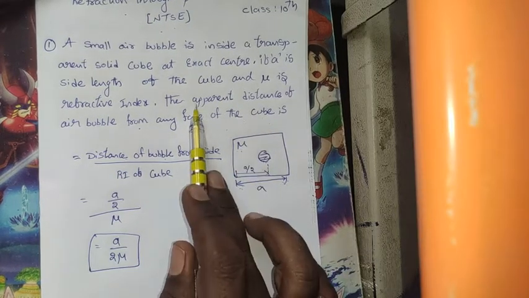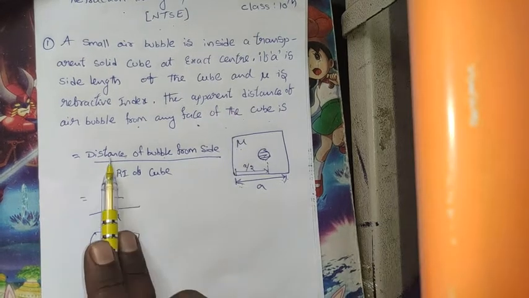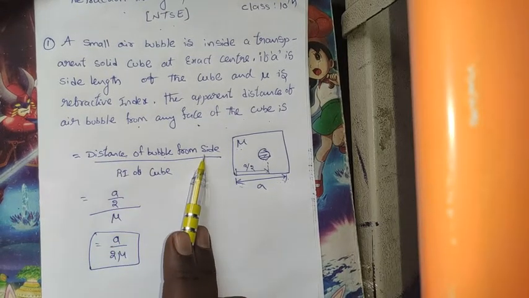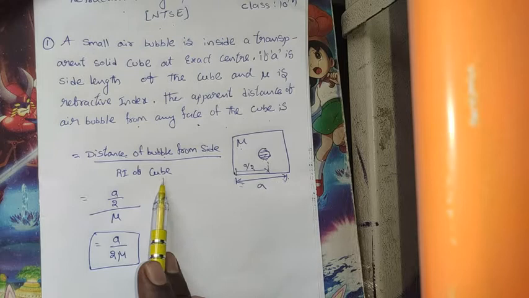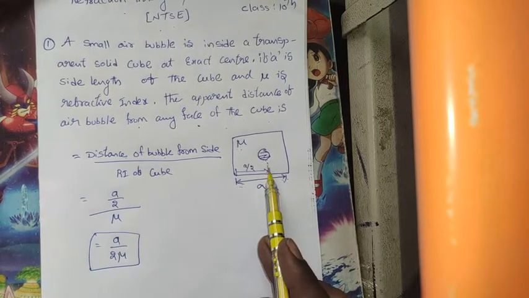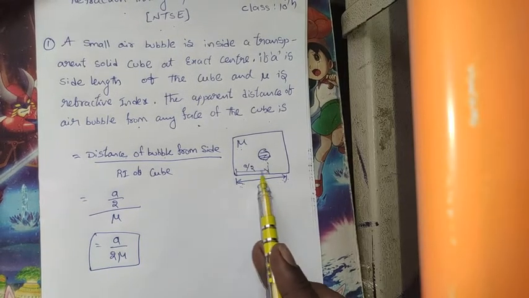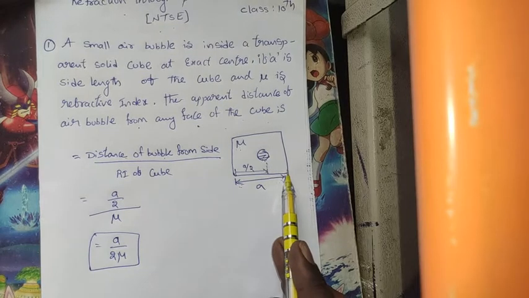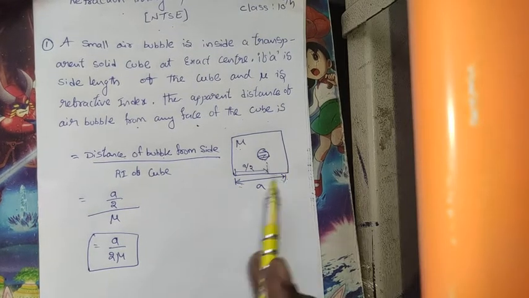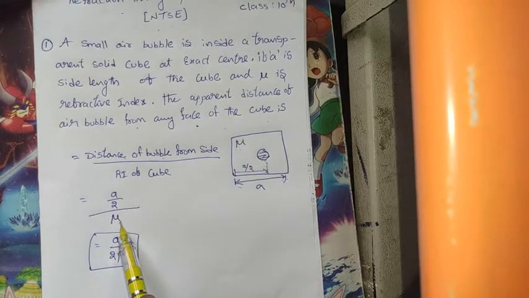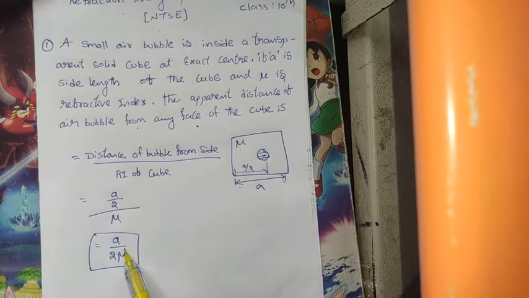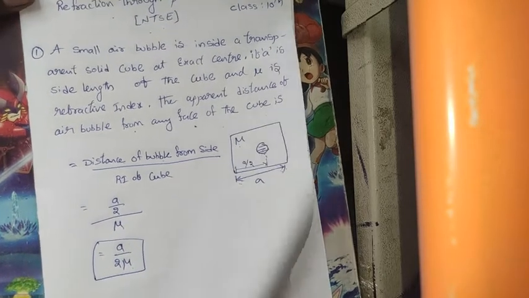If you want to find the apparent distance, it is the real distance of the bubble from the side divided by the refractive index of the cube. From here to here is a by 2, and from here to here is also a by 2, so we can take any one, a by 2, and the refractive index of the cube is mu. So what we get is a by 2 mu. This is the answer.